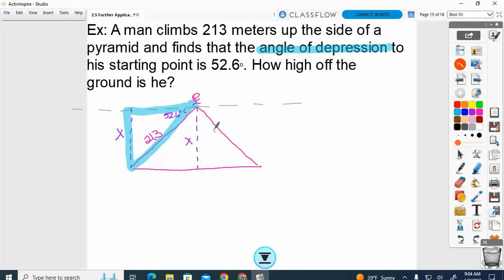What trig function are we doing? Sine. You can say the sine of 52.6 degrees equals my opposite side x over my hypotenuse 213. Multiply that over. We needed 3 significant digits on this one.